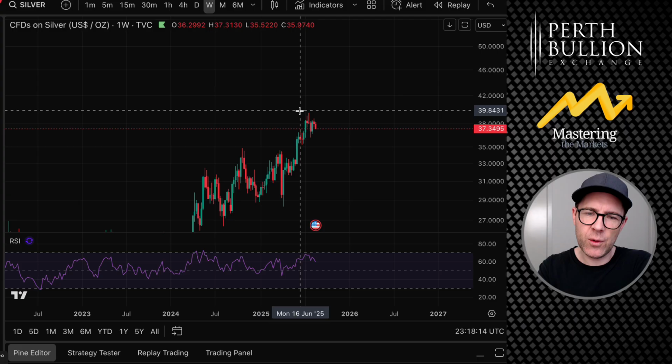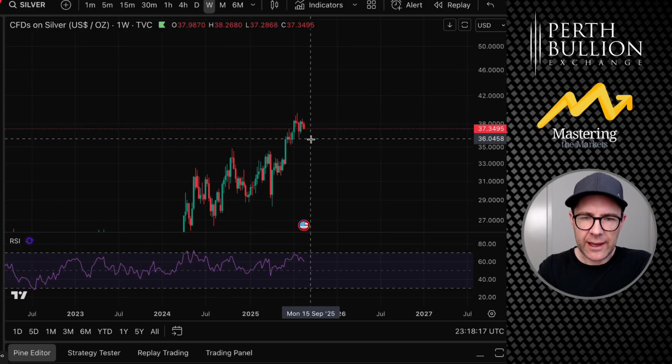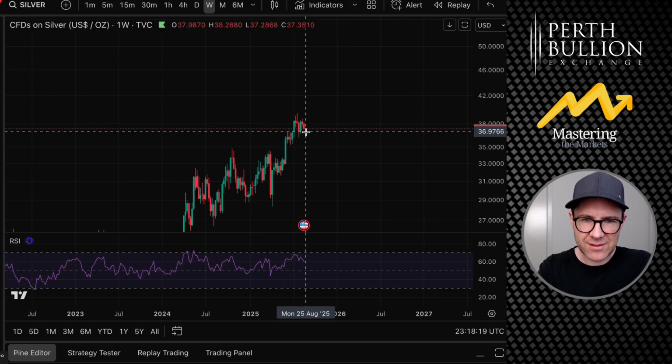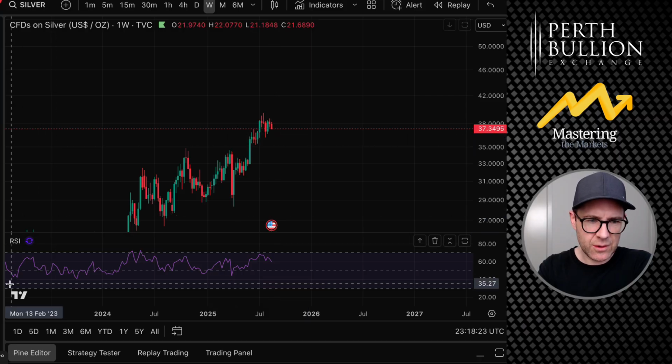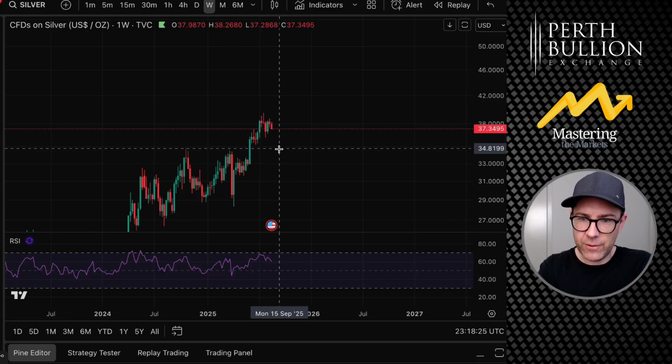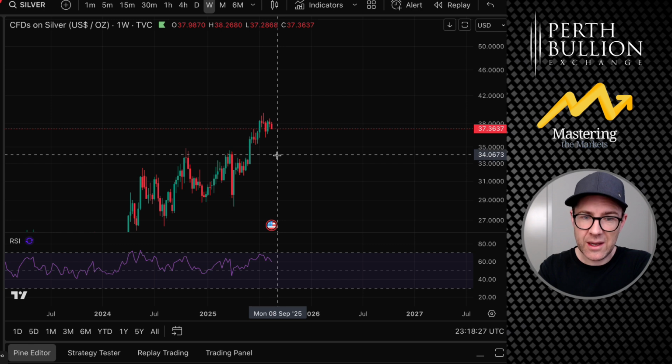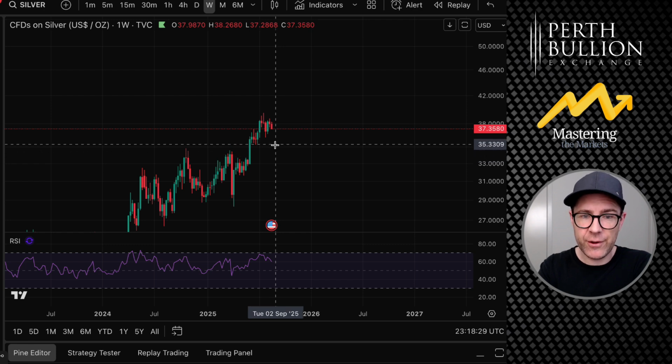Okay, so here it is on the weekly time frame. Yeah, you need that 36.90 to hold. There's your 34 right there. Okay, and there's your 35.30 right there.